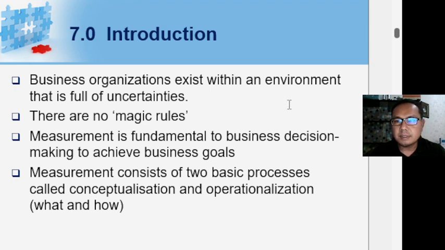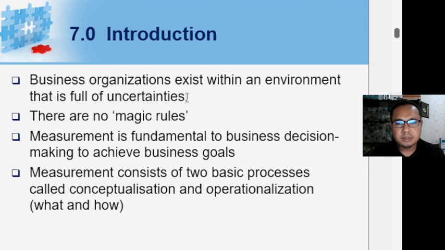So business organizations exist within an environment that is full of uncertainties. This is the reality of the business. I believe that some of you understand the reality of the business because we know that we have to be very dynamic to make sure that we are still reliable. And so there are no magic rules. That means there's only one rule: you can adapt to the environment. Then measurement is fundamental to business decision making to achieve business goals.